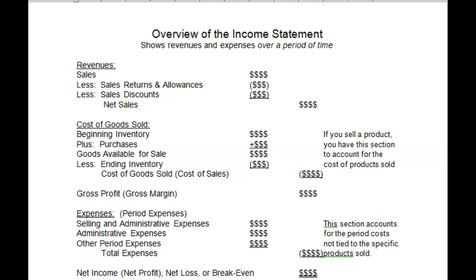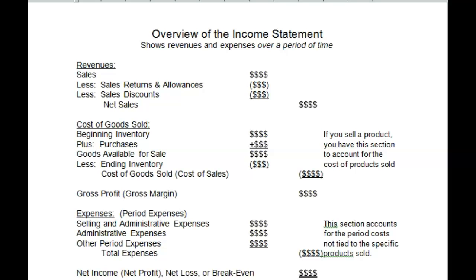Hi, everybody. I wanted to give you an overview of the income statement. Remember that we've got four financial statements that are accepted in the United States: balance sheet, income statement, statement of changes in equity, and the cash flow statement. Well, remember that the income statement shows us revenues and expenses over a period of time.